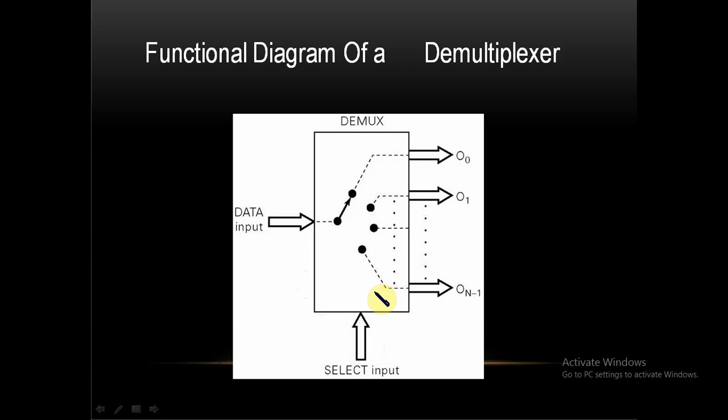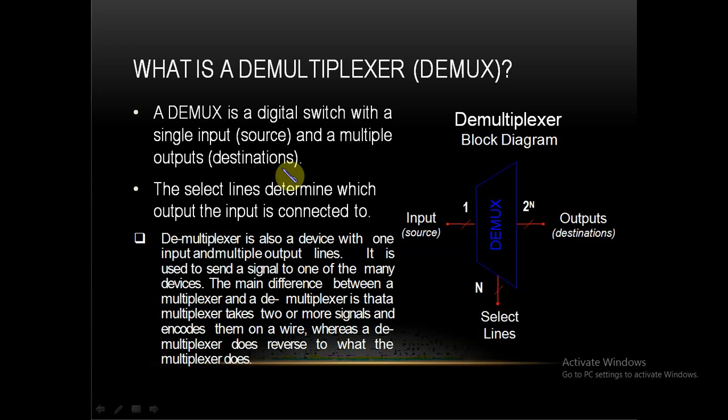The demultiplexer takes one input data source and selectively distributes it to n output channels, like a multi-position switch. The data at the input can be routed to a specific output based on select line combinations. It is a digital switch with a single input source and multiple outputs, that is, the destinations. The select lines determine which output the input is connected to.